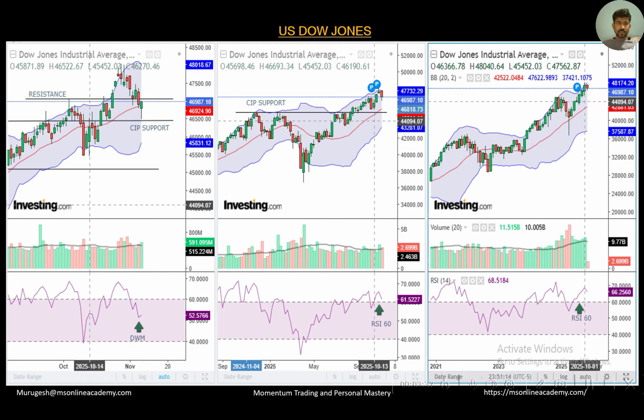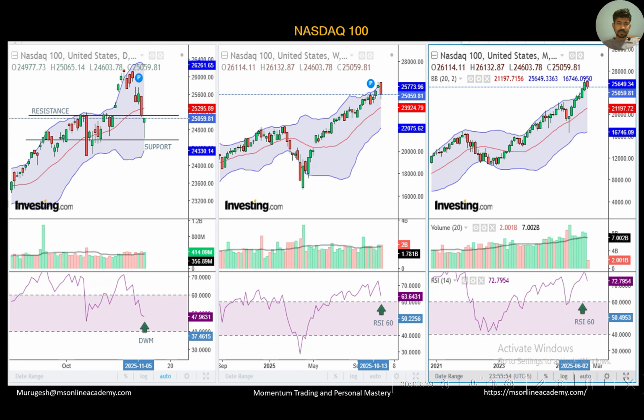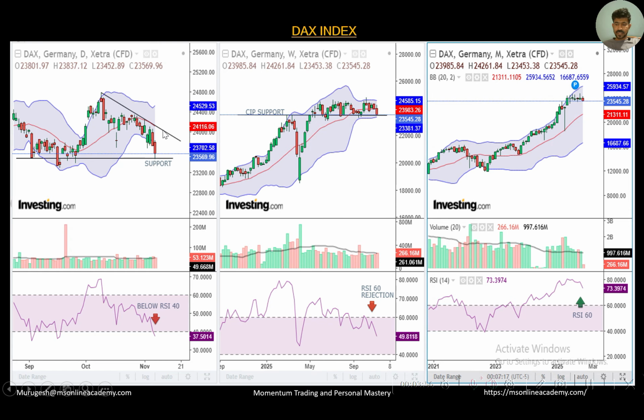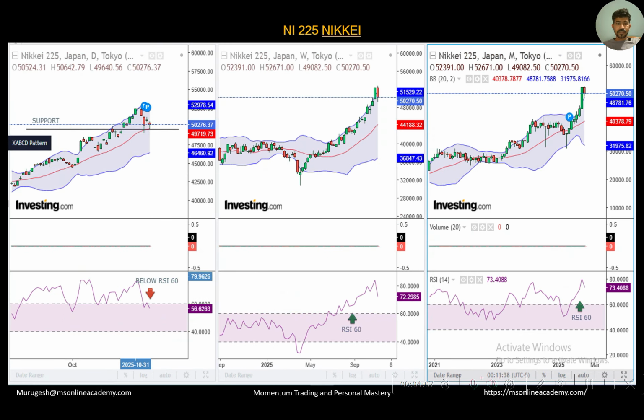Okay, US Dow Jones, it's good. Nasdaq is good, above 60 weekly and monthly, and S&P is good. There is no issue with the chart. Actually, it might take a support here and there is a very strong candle also. And DAX is something sideways, because weekly it is below 60. There is a CIP support here. Let's see how it reacts from Monday.